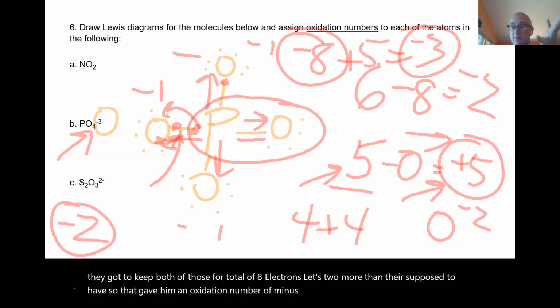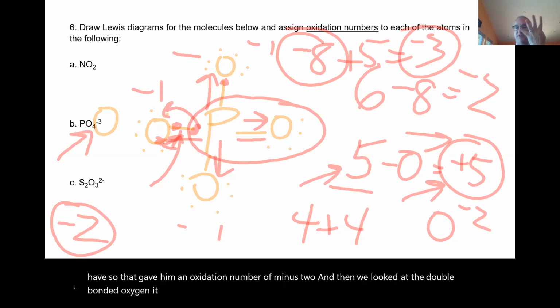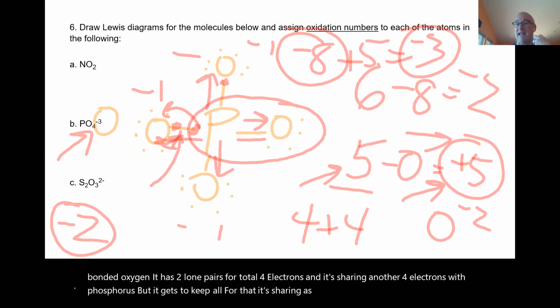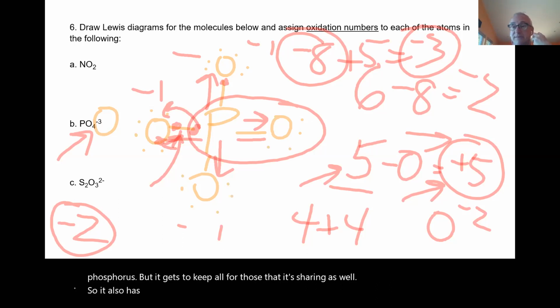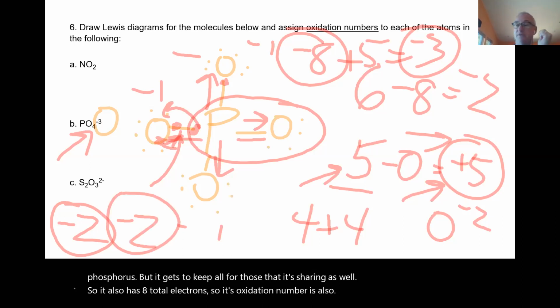And then we looked at the double bonded oxygen. It has 2 lone pairs for a total of 4 electrons, and it's sharing another 4 electrons with phosphorus. But it gets to keep all 4 of those that it's sharing as well. So it also has 8 total electrons. So its oxidation number is also -2.